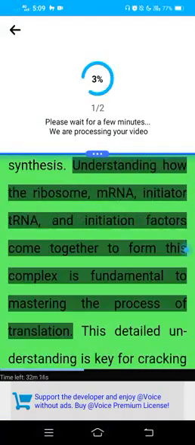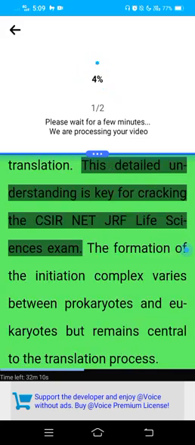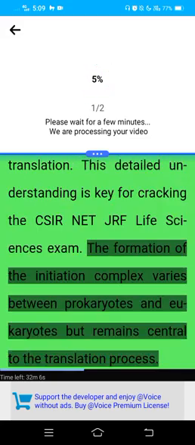Understanding how the ribosome, mRNA, initiator tRNA, and initiation factors come together to form this complex is fundamental to mastering the process of translation. This detailed understanding is key for cracking the CSIR NET JRF Life Sciences exam. The formation of the initiation complex varies between prokaryotes and eukaryotes but remains central to the translation process.